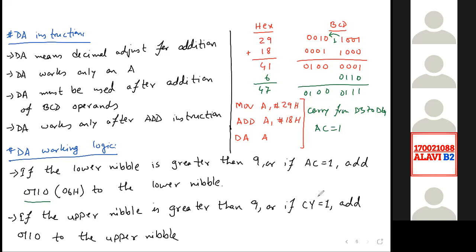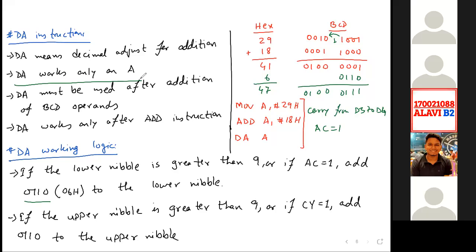Any other question? Sir, the instruction DAA, is it fulfilled? It only has one operand here. Yeah, it has only one operand, one and only one. You cannot use any other. Look at this line. DA works only on A. Okay, so you have only one operand.